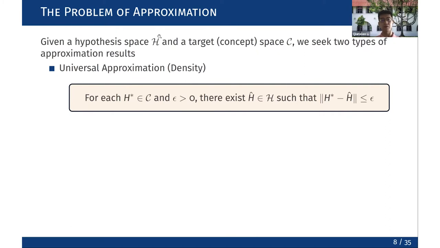If I have universal approximation of some concept space C, it means that for each H star, this target function or functional in C, and for some error tolerance epsilon, we can always find a model in our hypothesis space H hat, such that the distance between these two, in some norm, is smaller than or equal to epsilon. In some sense, your hypothesis space is dense in this concept space in this norm. So this guarantees that our hypothesis space is good enough to learn this concept.